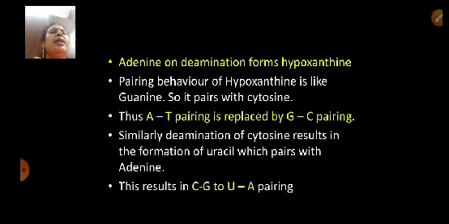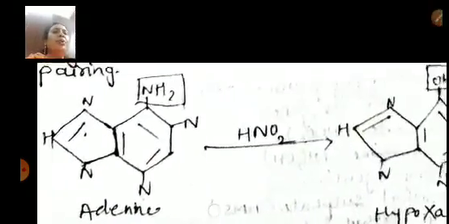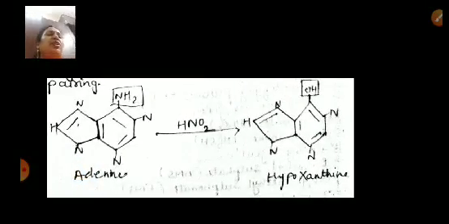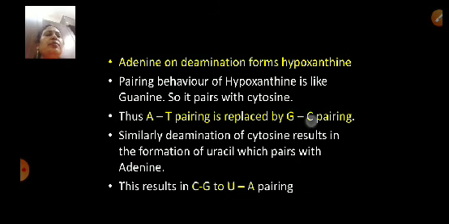You can see here that adenine upon deamination forms hypoxanthine. This is adenine, 6-aminopurine. Upon deamination by nitrous acid, the NH2 group gets converted into an OH group, giving hypoxanthine. Hypoxanthine has a different pairing behavior as compared to adenine. Pairing behavior of hypoxanthine is like guanine, so hypoxanthine pairs with cytosine. Thus, AT pairing is replaced by GC pairing in the subsequent generation.